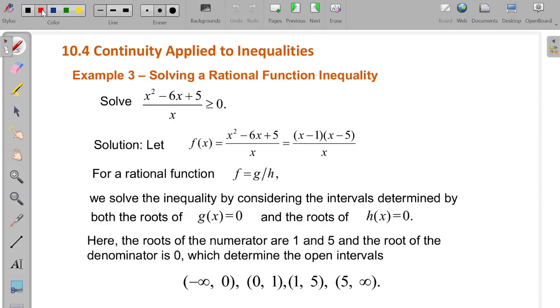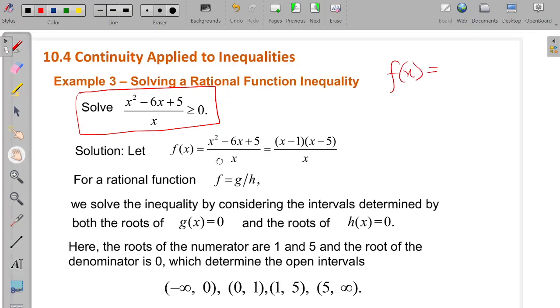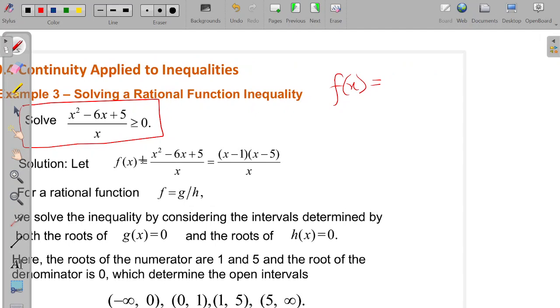Let's see another one. Now we also want to find the interval of our solution using the method or the application of continuity. Okay, so the function we are considering is x squared minus 6x plus 5 over x.